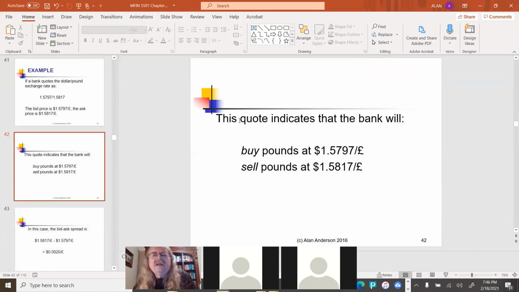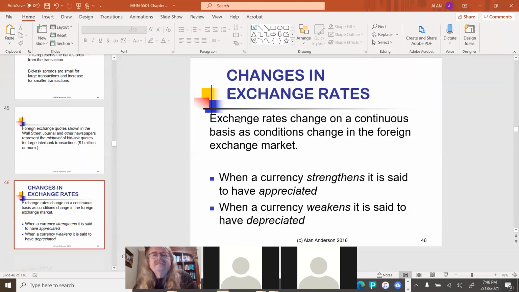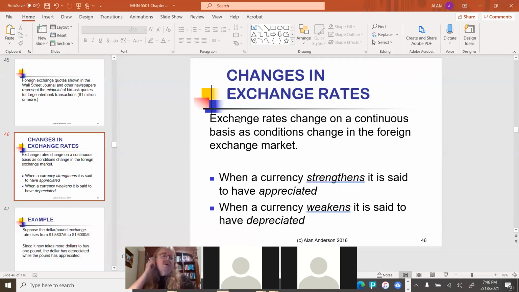Okay, so we got some more examples in here. Now, this is an important idea. You know that currency values change every day. In fact, they change constantly, but there's two key cases that we want to look at. This is terminology that we need to be familiar with. This is unique to the foreign exchange markets. When a currency gets stronger, we say that it has appreciated in value. And when it weakens, it is said to have depreciated in value.